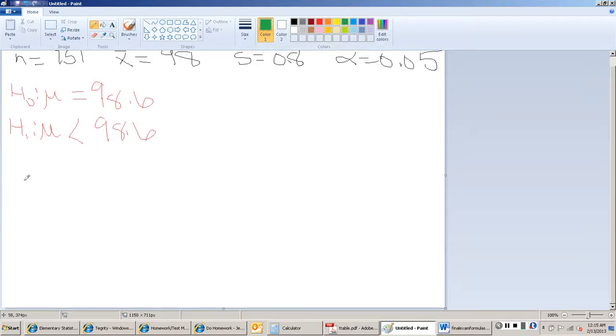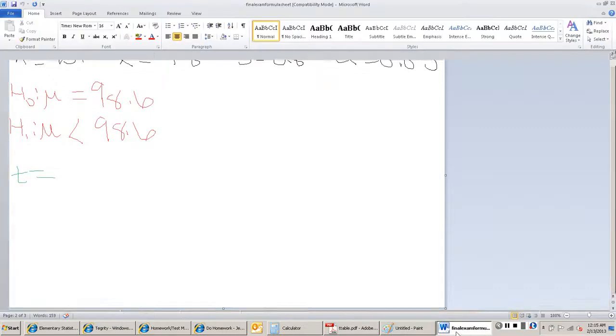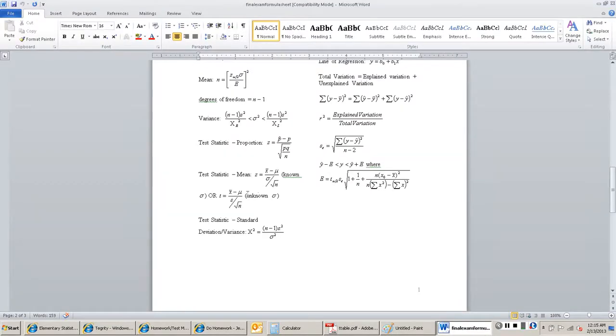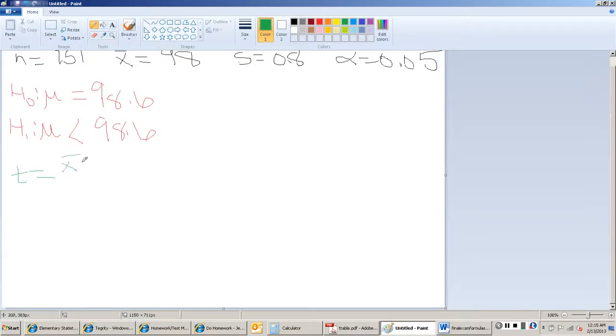This tells us our second fact, that this is a one-tailed test. Now what we do next is we want to find the test statistic. So we know it's a t-test. So if you go here to your formula sheet, you can see here known, that's the z, we don't need that, we need this one, the t-test. So we have x bar minus mu over s divided by the square root of n. So taking our numbers, that's 98 minus 98.6 all over 0.08 divided by the square root of 751.